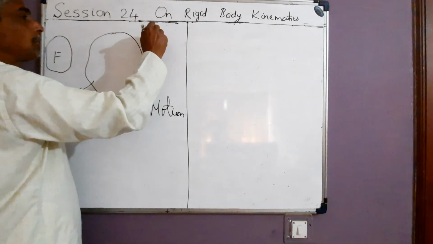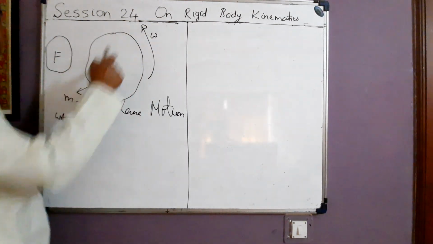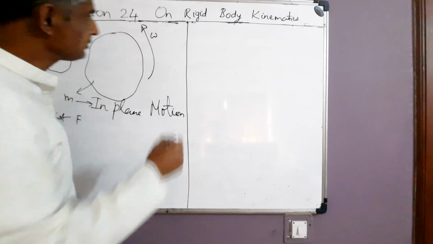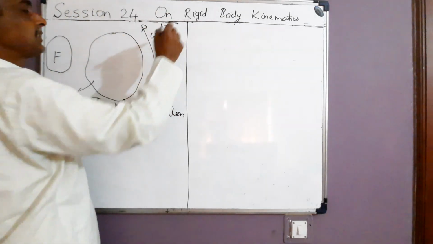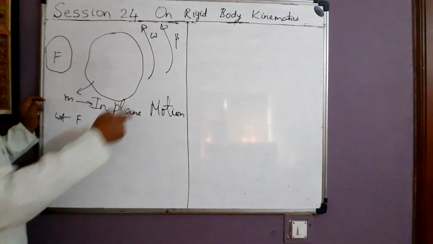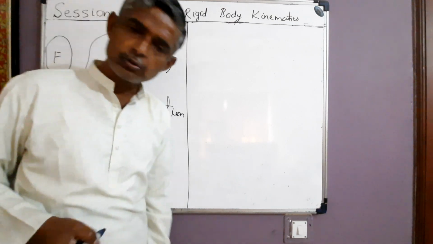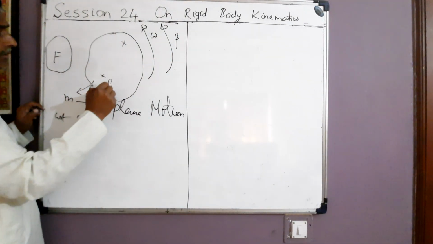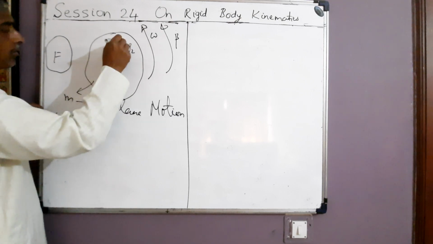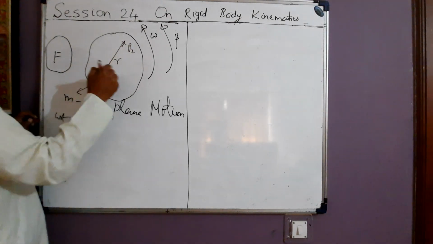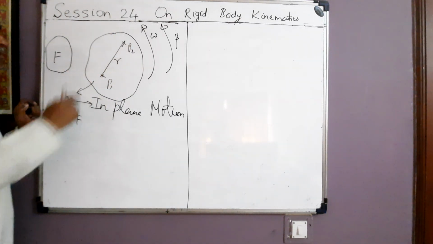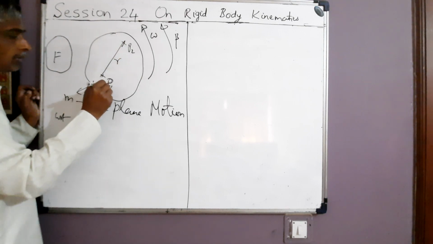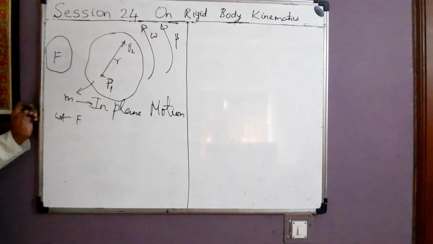Suppose omega is the angular velocity of M with respect to F, taken to be anti-clockwise just for the sake of argument. Suppose beta is the angular acceleration of M with respect to F, again taken to be anti-clockwise. Now P1 and P2 are two locations of M in the same base plane. R is the distance between P1 and P2, along the line joining P1 P2.